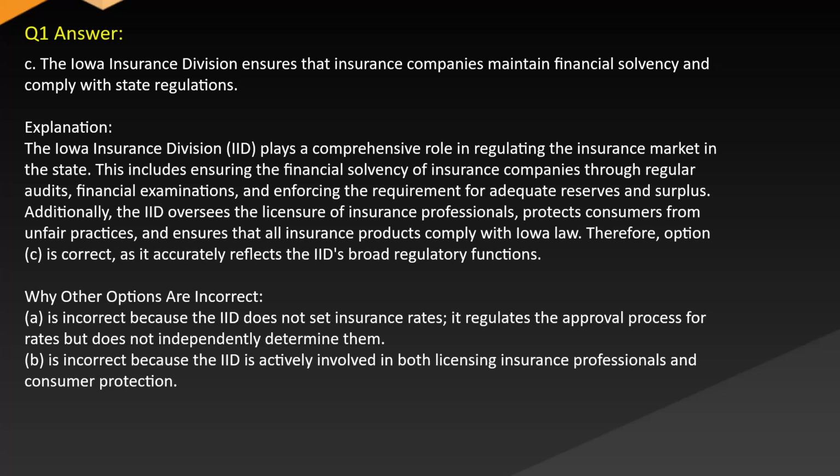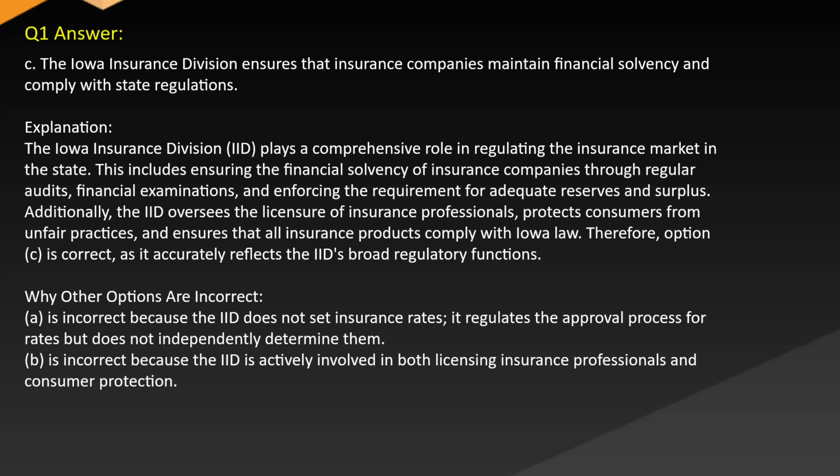Explanation: the Iowa Insurance Division plays a comprehensive role in regulating the insurance market in the state. This includes ensuring the financial solvency of insurance companies through regular audits, financial examinations, and enforcing the requirement for adequate reserves and surplus. Additionally, the ID oversees the licensure of insurance professionals, protects consumers from unfair practices, and ensures that all insurance products comply with Iowa law. Therefore, option C is correct, as it accurately reflects the ID's broad regulatory functions.